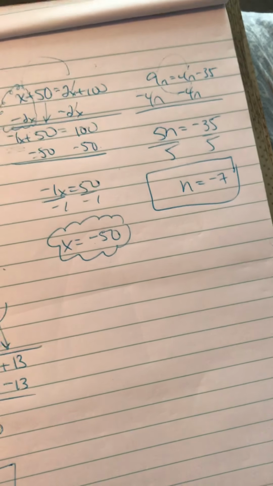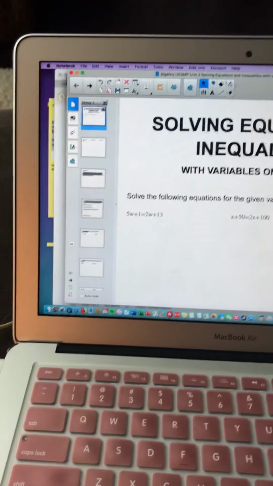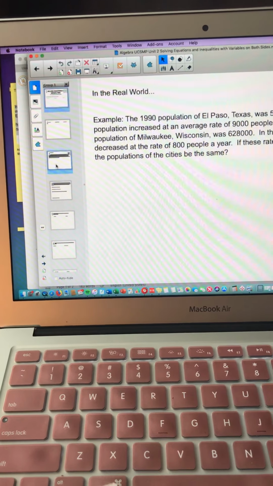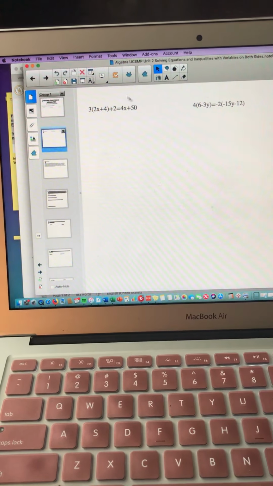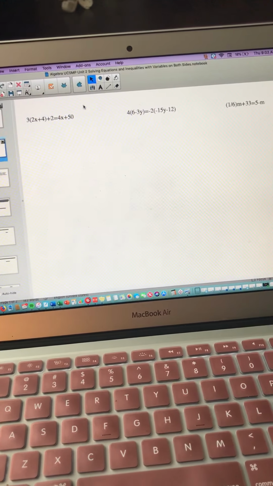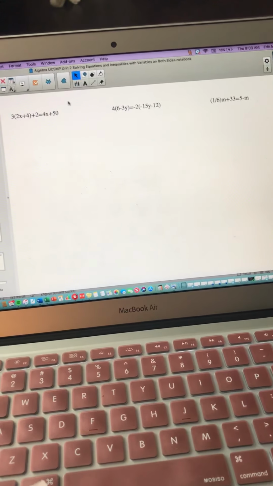N equals negative 7. Now, a couple things that I want you to note. We are not going to do any word problems today. We'll do those tomorrow when I see you. But for now, will you hit pause on the video and work through these 3 examples.